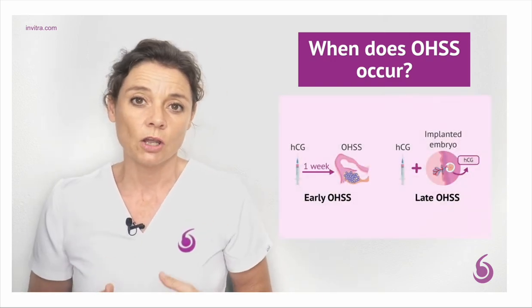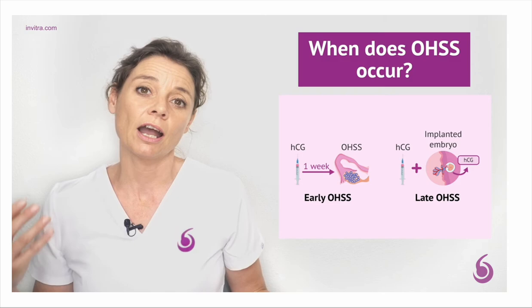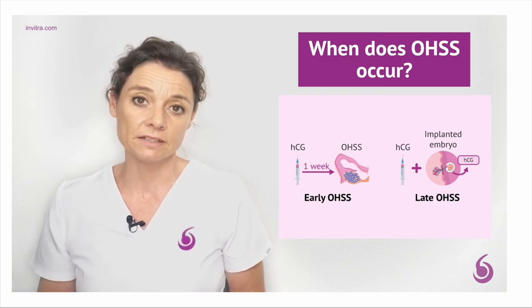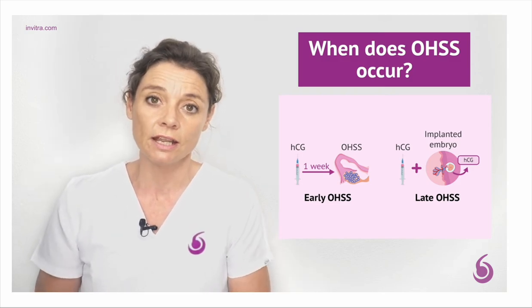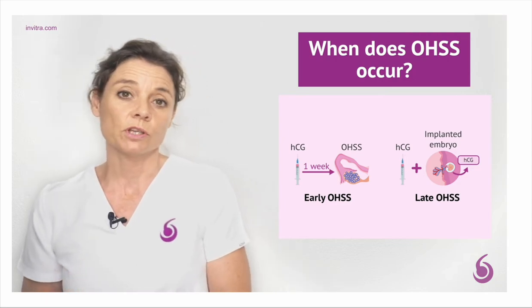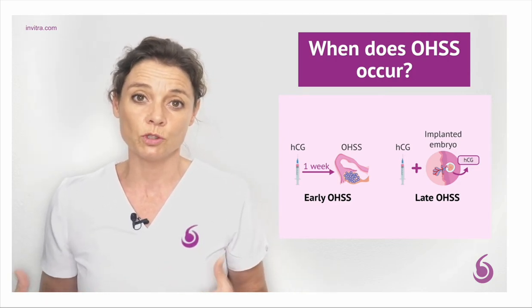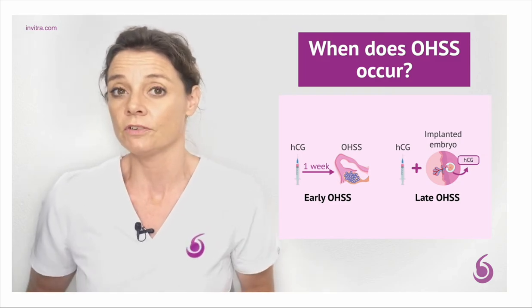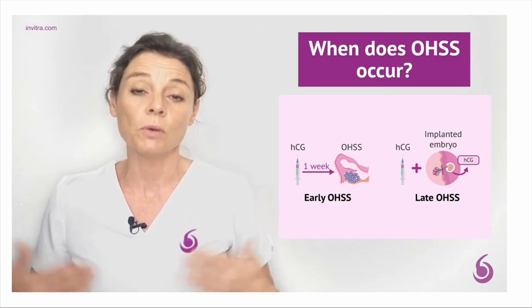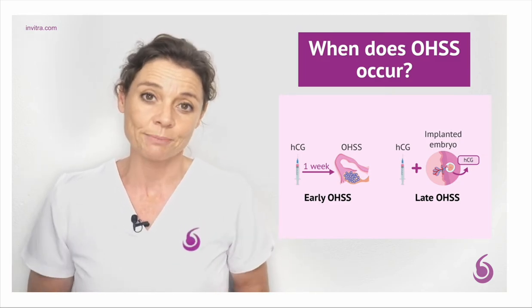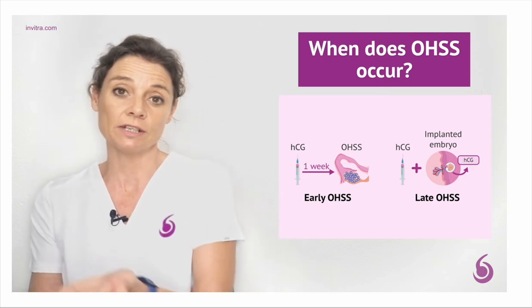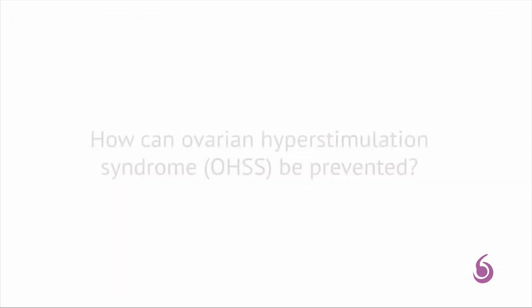Early onset OHSS can occur up to a week after the administering of the HCG to mature the follicles. There is also a late onset OHSS, and this is due to, if pregnancy is achieved, the hormone HCG will actually be produced by the body as part of the pregnancy, leading to increased levels of this hormone.